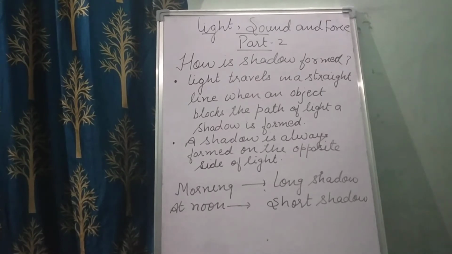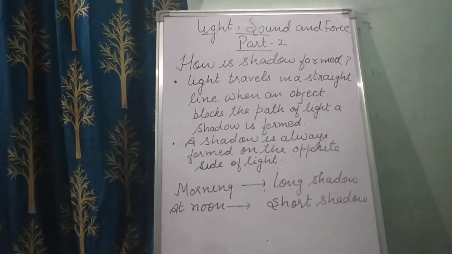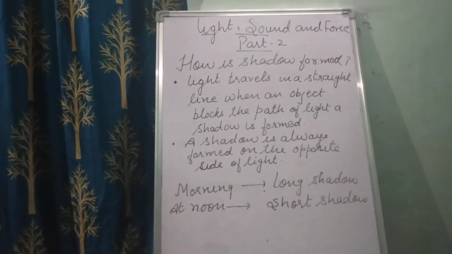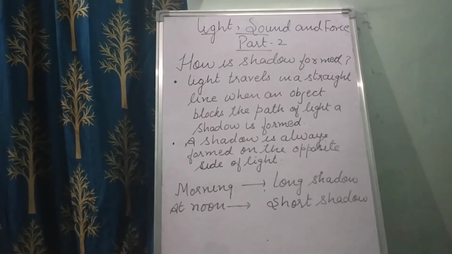Now we are moving to the shadow. Children, have you ever noticed a dark patch on the ground when you stand outside in the sun or under a street light? You will see a dark patch is formed. That dark patch is your shadow. A shadow is formed when light travels in a straight line, and when an object blocks the path of light from a luminous object like the sun, bulb or candle, then a shadow is formed. A shadow is always formed on the opposite side of the light.